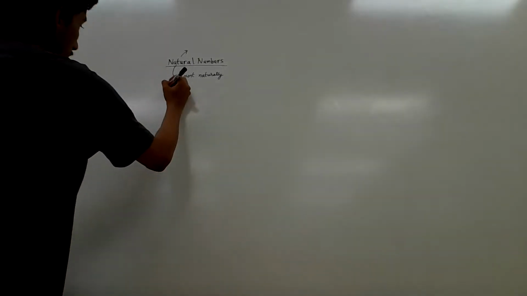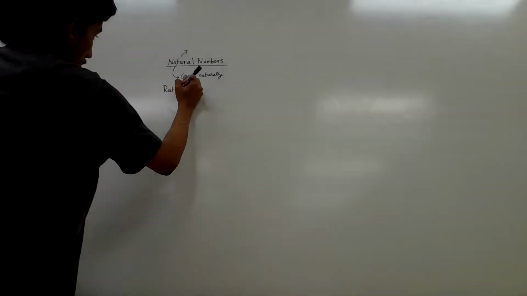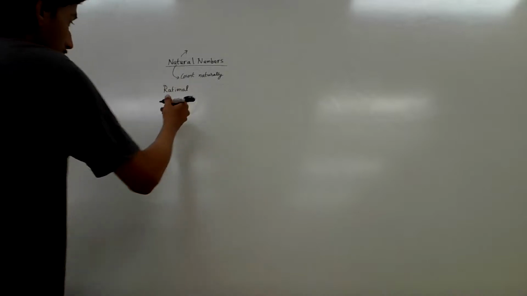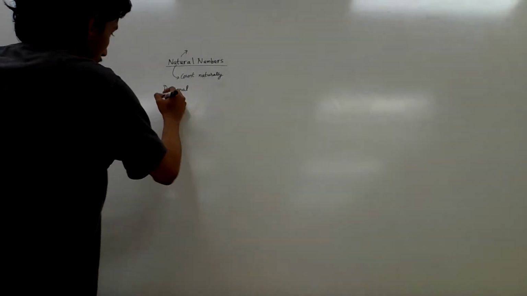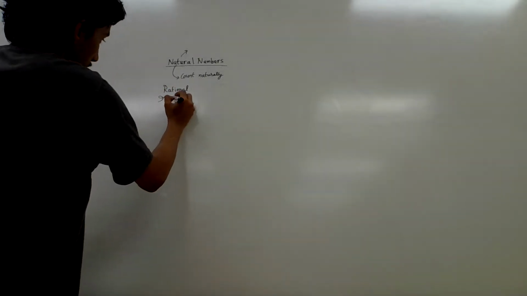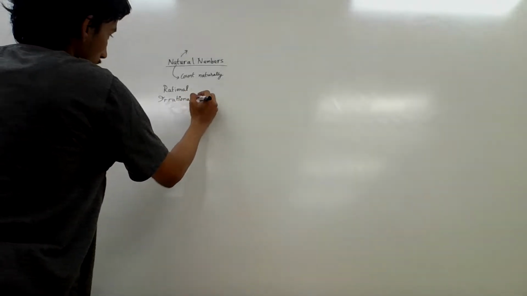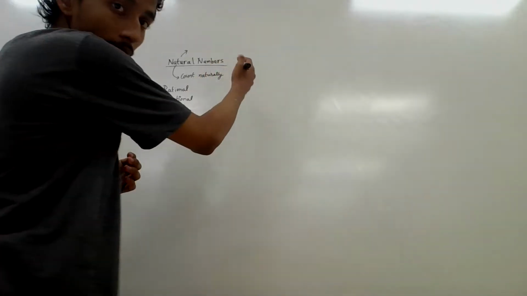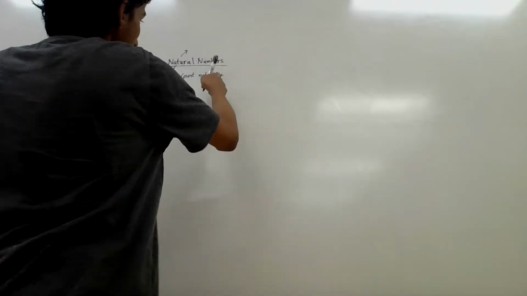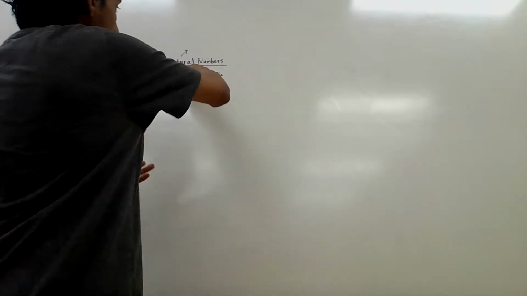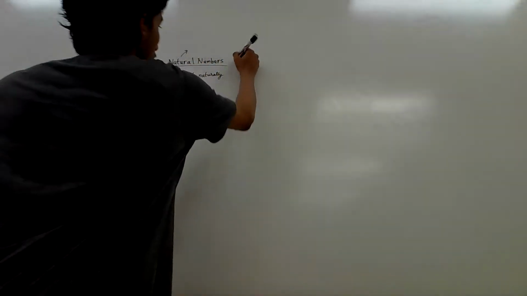Apart from that, we do have another set of numbers which are rational numbers. There is also a counterpart of this which is called the irrational numbers. We'll get into these details later on. And also there is another kind of numbers which are just one step bigger than this set of numbers, which are called the whole numbers.